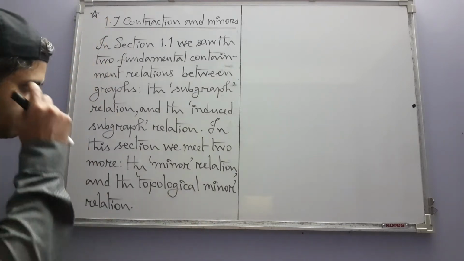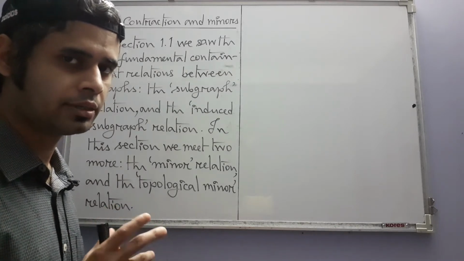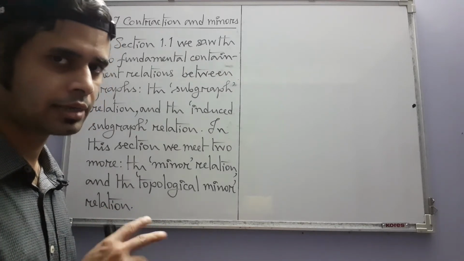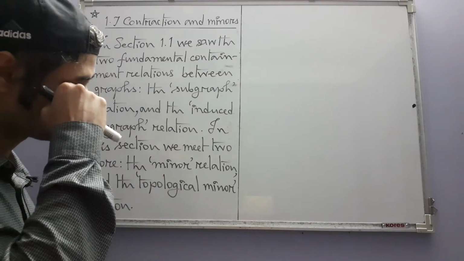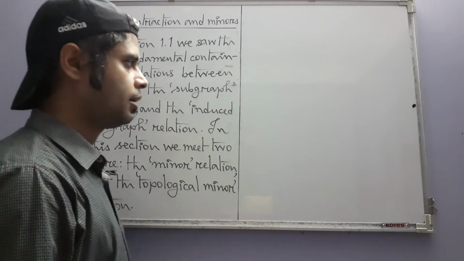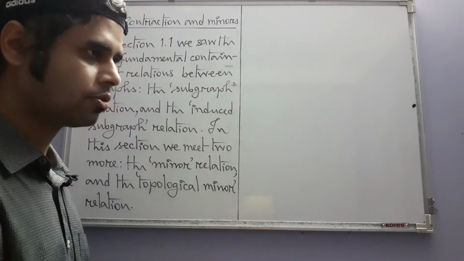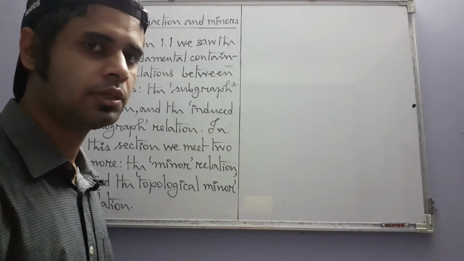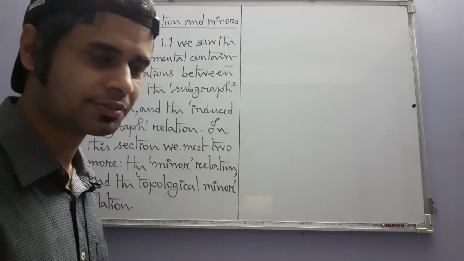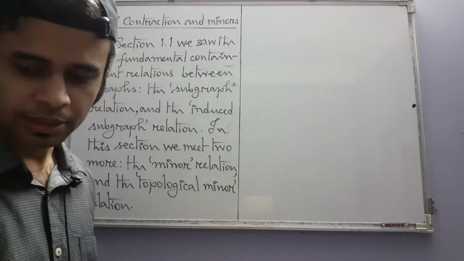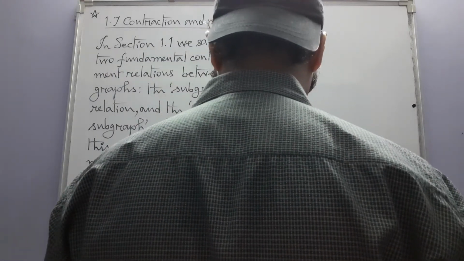Now in this section we are going to meet two more such binary relations in the class of graphs. One of them is the minor relation and the other is the topological minor relation. And things are now going to start with the notion of contraction, which we have in fact already very loosely discussed in that 666 video. So let's see what Diestel has to say about contraction.